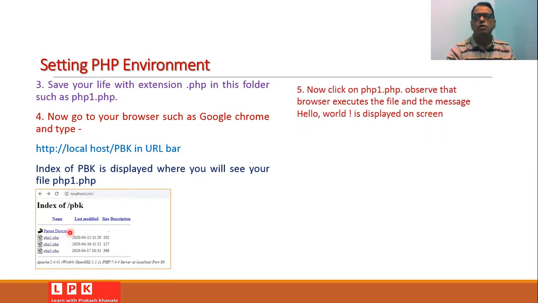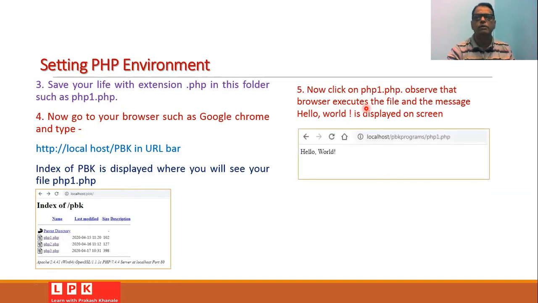Now you can click on php1.php, and we will observe that the browser executes the file and the message hello world is displayed on the screen. So once you double click it, it will be executed in the browser and the message will be displayed on the screen.